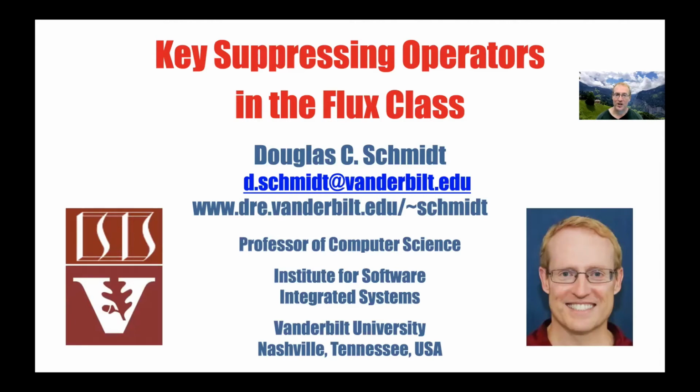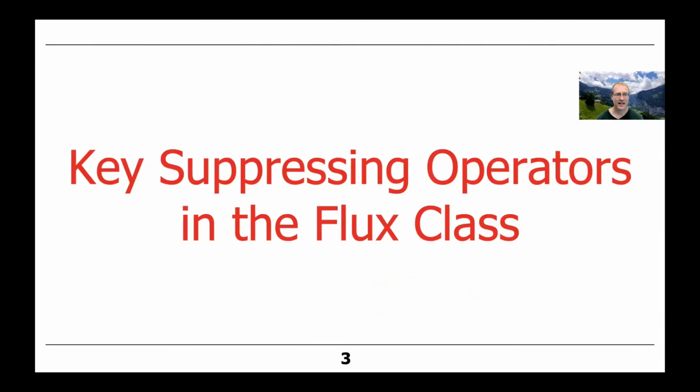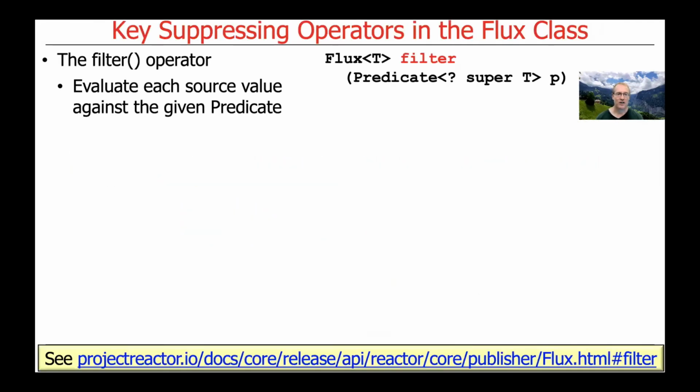We're now going to turn our attention to key suppressing operators that are defined in the Flux class from Project Reactor. Suppressing operators create a Flux and/or a Mono, depending on which one you use, that changes or ignores all or portions of its payload. The particular methods and operators we're going to look at here are filter, take, and then. We'll start by taking a look at the filter operator.